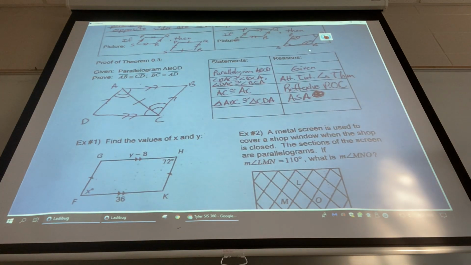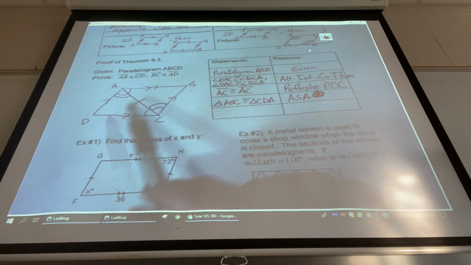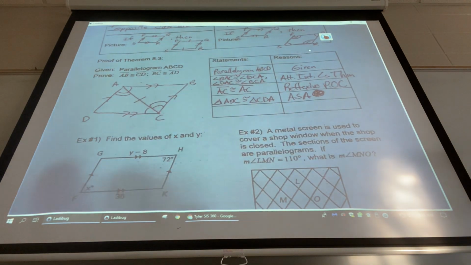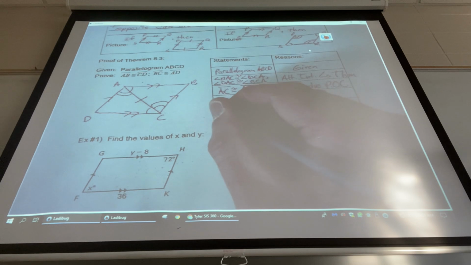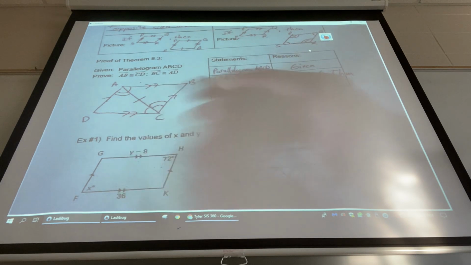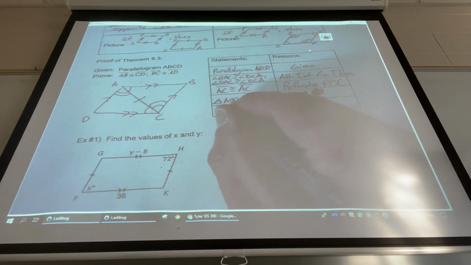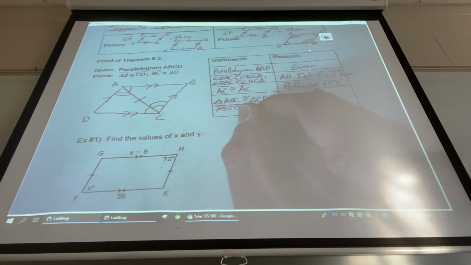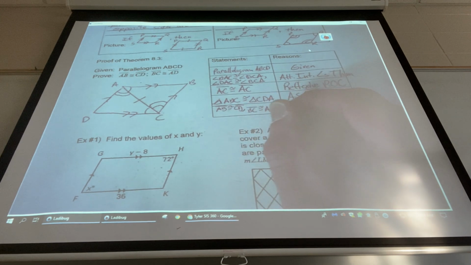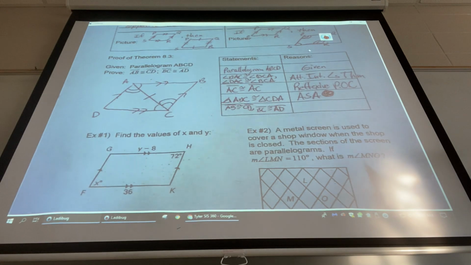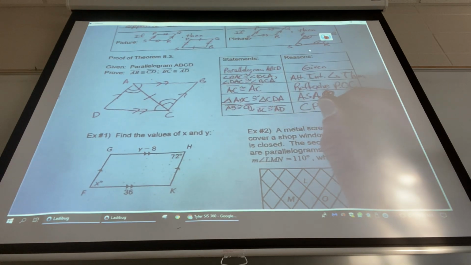All right, ladies and gentlemen, now that we know that these two triangles are congruent, what do we know about AB and CD? Yeah, AB is congruent to CD, and what else? BC is congruent to AD, and that is because corresponding parts of congruent triangles are congruent.